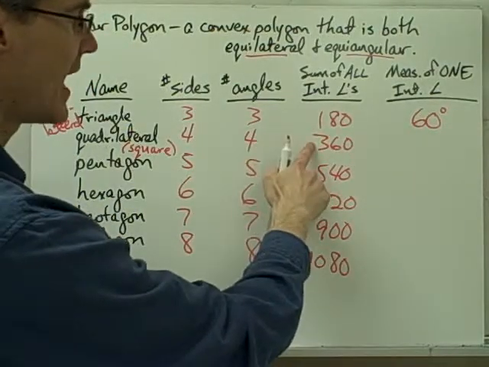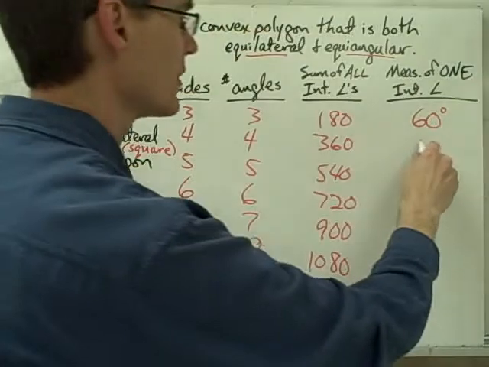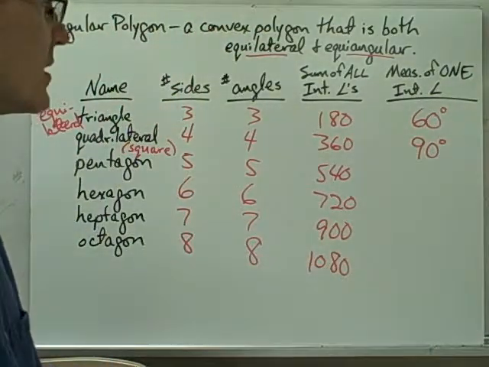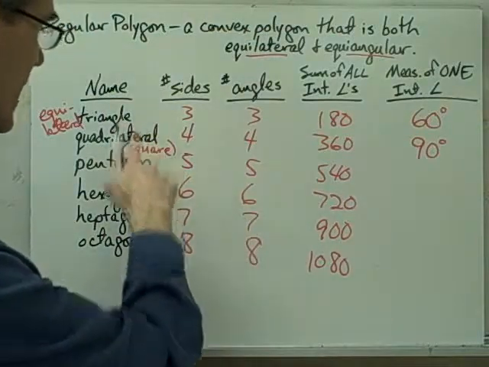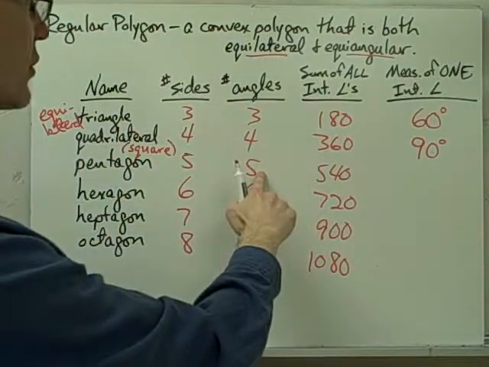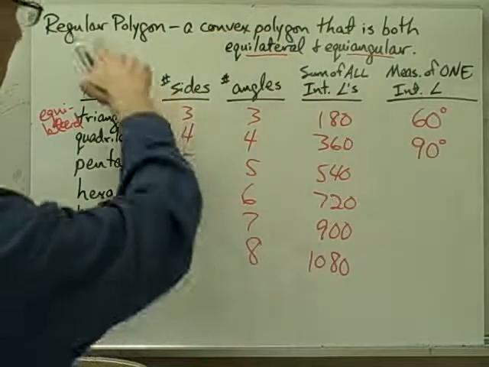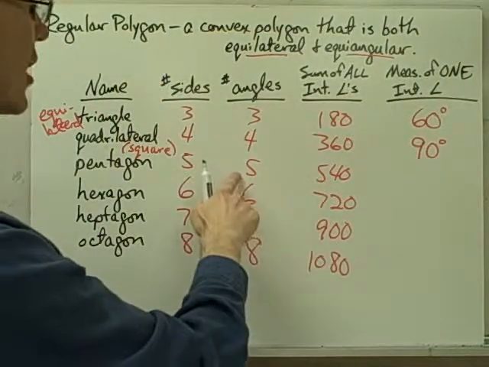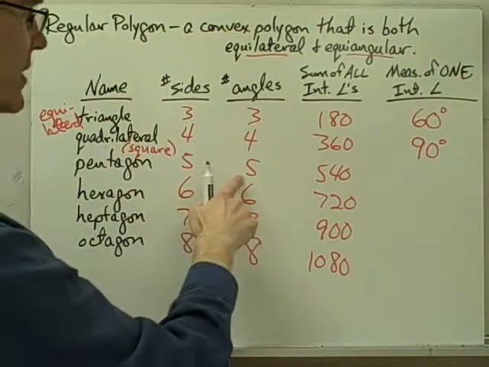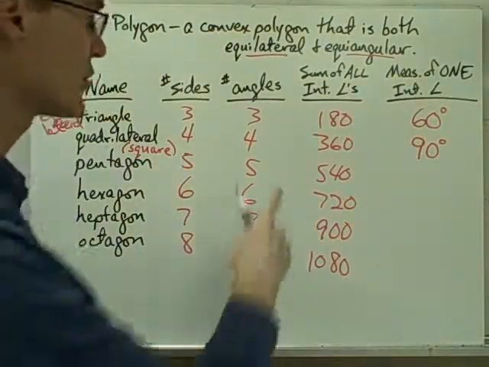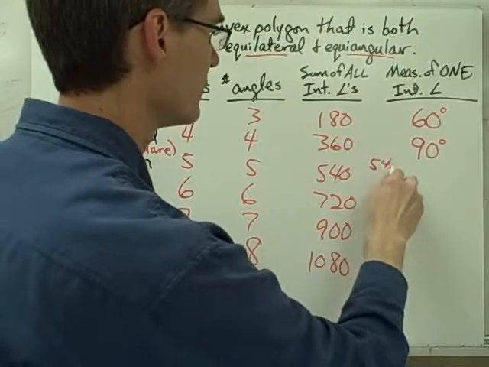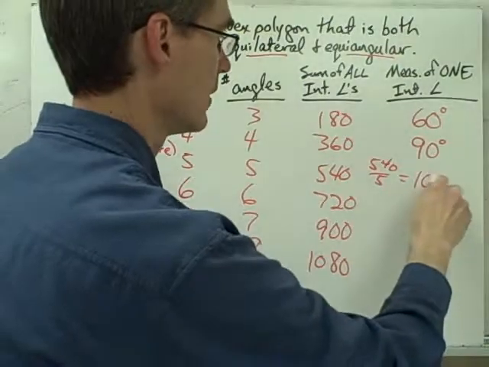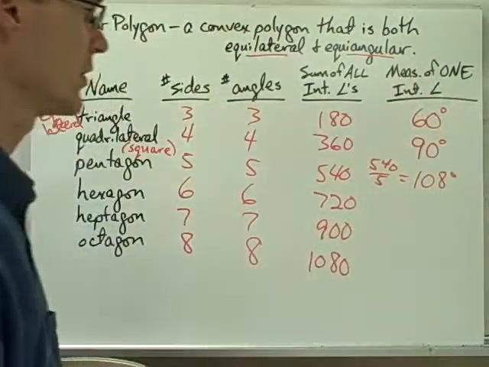Once again, if I just divide 360 by 4, that's going to give me the measure of one of those interior angles, which is 90 degrees. And I'm going to do the same thing for each one of the rest of these. The total number of angles of a pentagon is 5. The sum of all the interior angles is 540. Since it's a regular pentagon, all of the angles are the same measure, so I can just say 540 divided by 5, and that gives me 108 degrees, the measure of one interior angle.